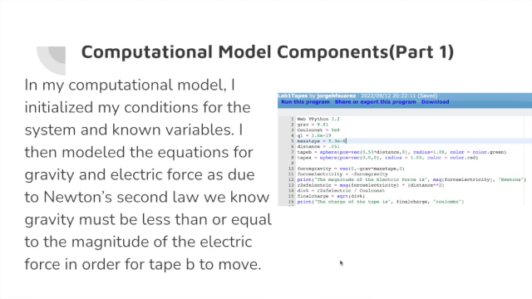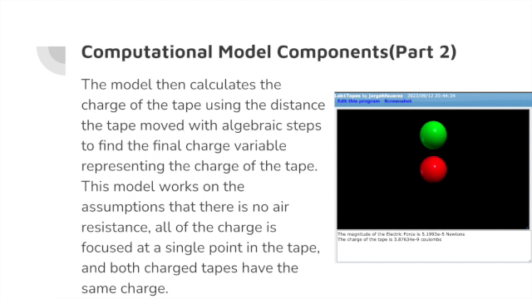Components. In my computational model, I initialized the conditions for the system and known variables. I then modeled the equations for gravity and electric force, as due to Newton's second law, we know gravity must be less than or equal to the magnitude of the electric force in order for tape B to move. The model then calculates the charge of the tape using the distance the tape moved, with algebraic steps to find the final charge variable representing the charge of the tape. This model works on the assumptions that there's no air resistance, all of the charge is focused at a single point in the tape, and both charged tapes have the same charge.